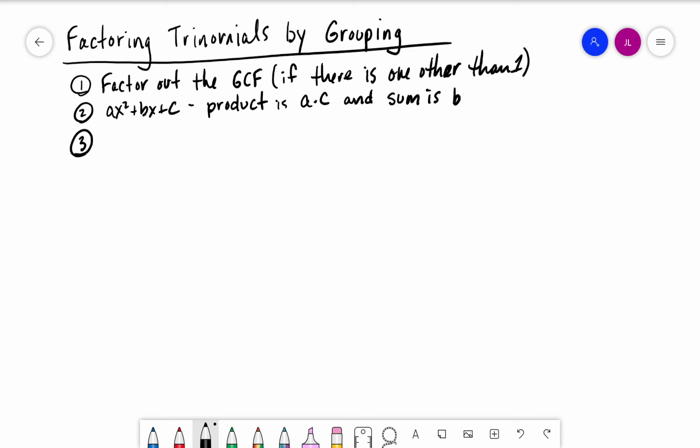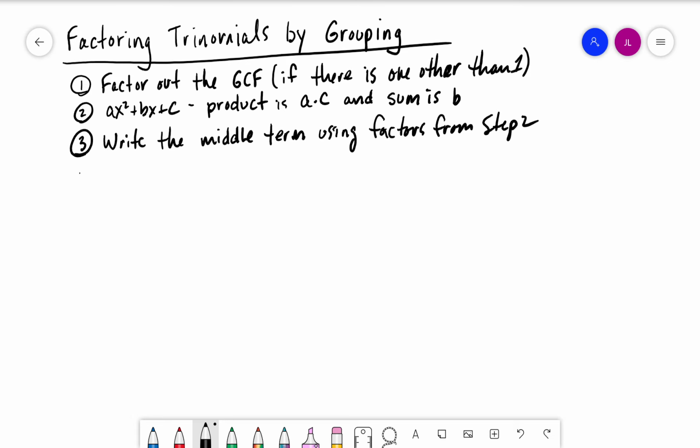And then third step, we have to write the middle term using the factors from step 2. And then our last step is to factor by grouping. So, how does this work, you may say? Well, let's look at an example.